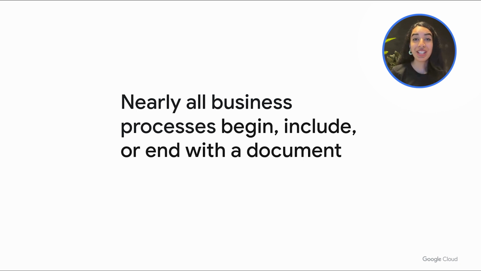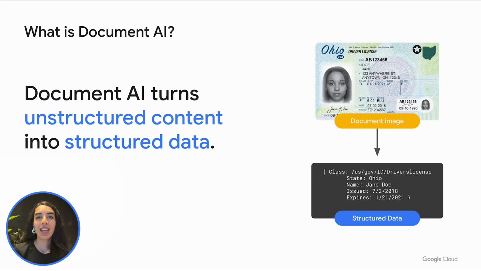Think of all the PDFs, forms, emails, and contracts you have used to consume or relay information. These documents essentially make up a goldmine of data that businesses can leverage to derive insights and drive business decisions. Enter Document AI. Document AI is an end-to-end cloud platform for document processing, which turns unstructured content into structured data. With data in a structured format, you can begin to make it useful.